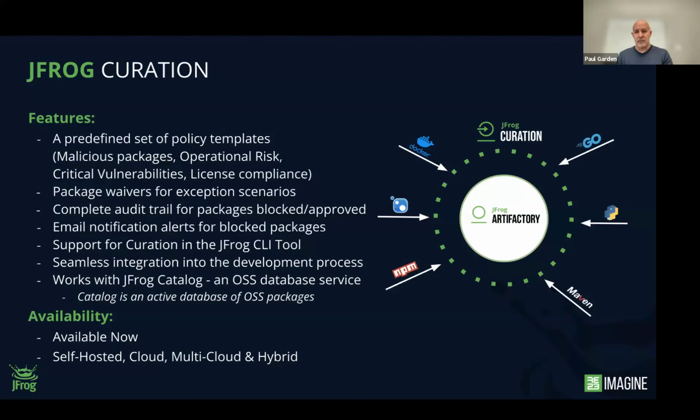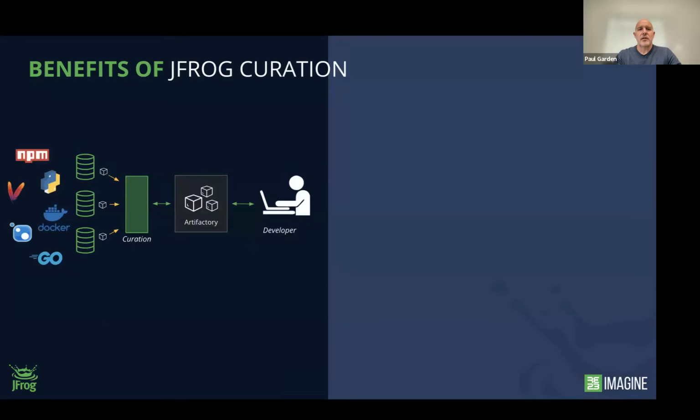So Curation was released a month ago, so it's available now, and it's available self-hosted, cloud, multi-cloud, and hybrid. So however your customers are utilizing JFrog today, Curation can sit into their development environment very easily. So what does this bring? I was saying that you have a security guard outside, before Artifactory. So in this picture, it shows you the open source repositories of the packages coming in. They have to go through the Curation filter, or security guard, before they even get to Artifactory, where the developer is requesting packages to come in and out.